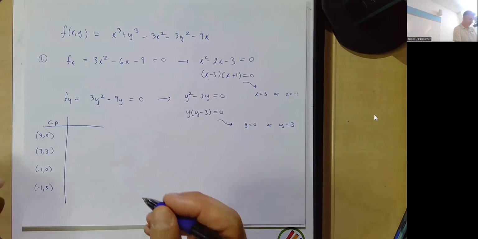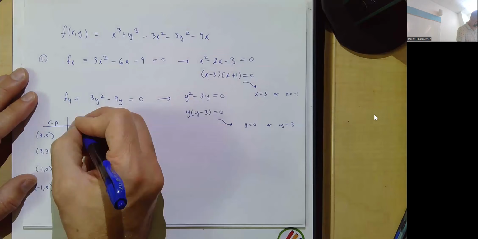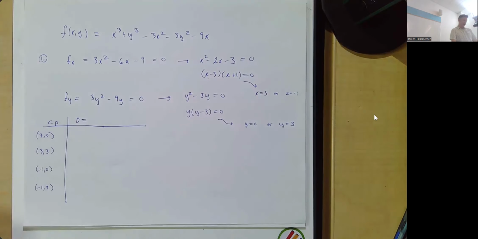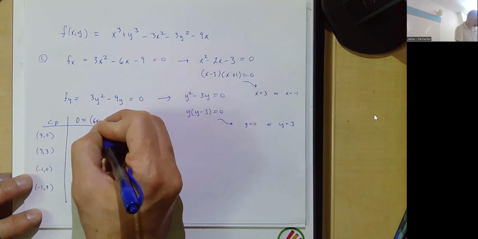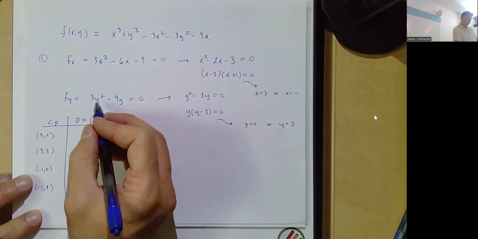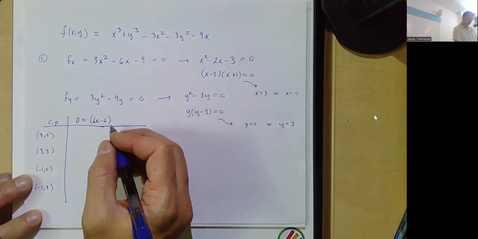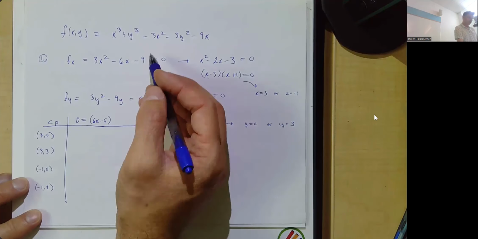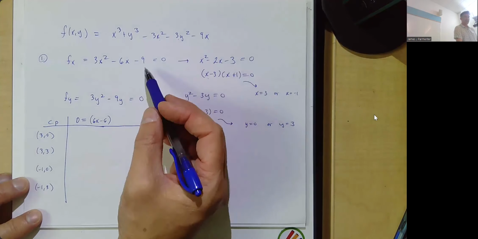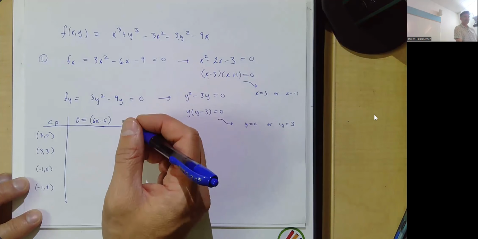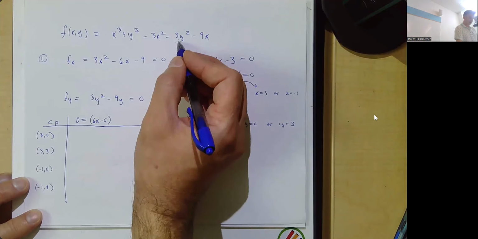All right. Let's find D. D is going to be fxx, so that's going to be 6x minus 6, times fyy, which is going to be 6y minus 9. I feel like I made a small mistake. I did make a small mistake. It's not that bad, but notice how I took the derivative of 3x squared and got 6x. I took the derivative of 3y squared and got 9y. I should have gotten 6y from there to there.